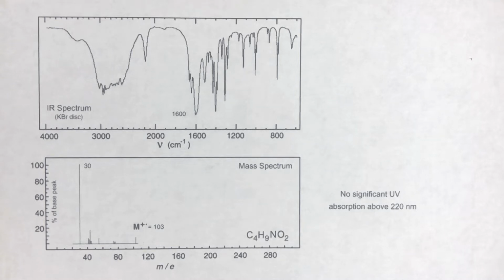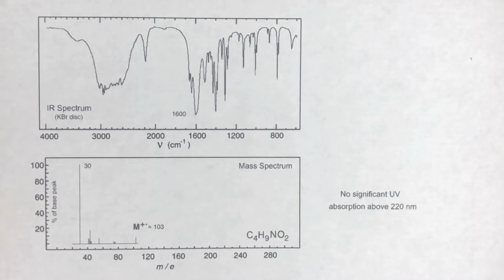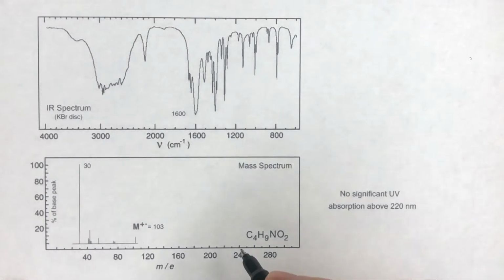In this video, we'll continue solving spectra problems, solving structure from spectra. Here we're going to have the IR, the mass spec, the proton NMR, and the carbon NMR. So, as usual, let's begin with the molecular formula that we're given from the mass spec here.